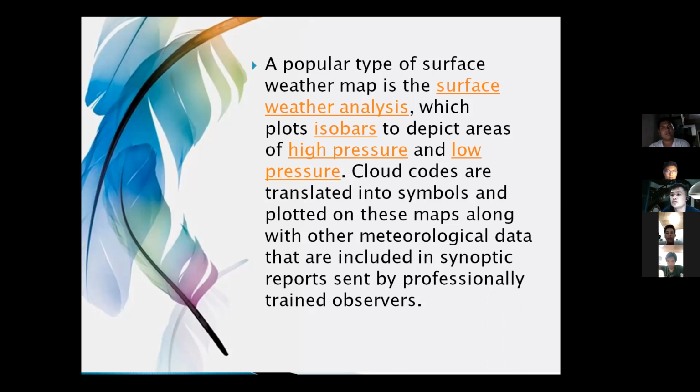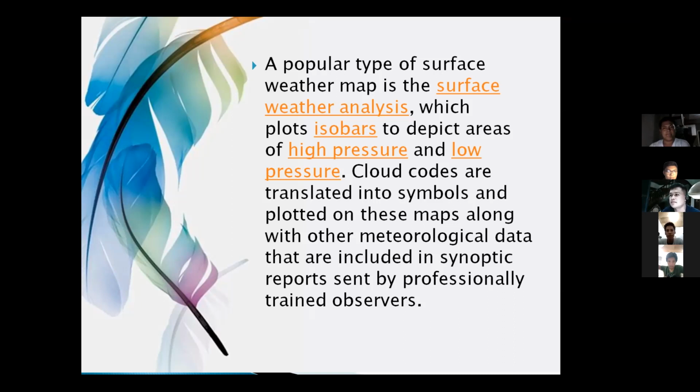To continue, cloud codes are translated into symbols and plotted on these maps along with other meteorological data that are included in synoptic reports sent by professionally trained observers. When you say professionally trained observers, those are educated persons like meteorologists and analysts.